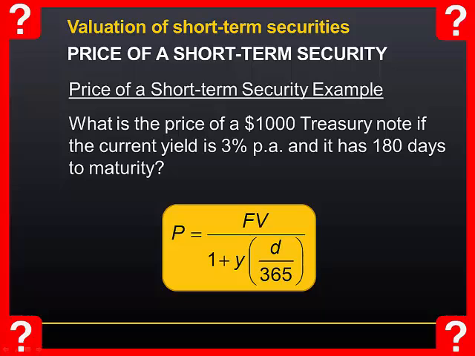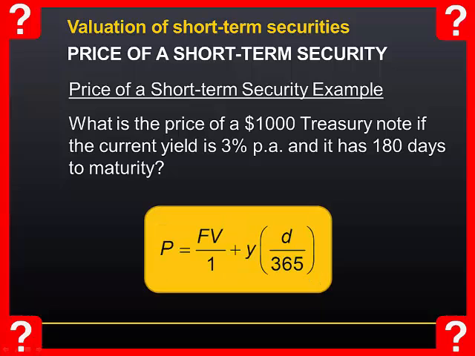Here again is the formula. We have a value for the face value, we have Y, and we have D. Just before you calculate the answer, be very careful about how you enter these numbers into your calculator. If you just enter the face value and then divide by 1 and then add Y times D over 365, most calculators will divide the face value by 1, which doesn't change it, and then will add Y times D over 365.